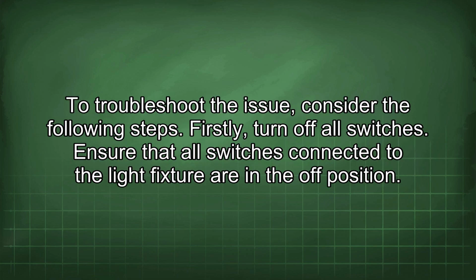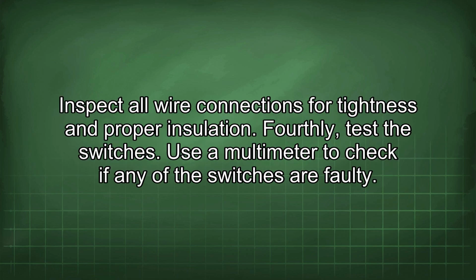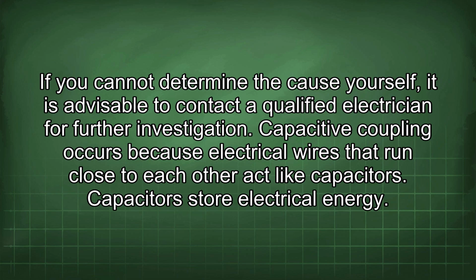To troubleshoot the issue, consider the following steps. Firstly, turn off all switches. Ensure that all switches connected to the light fixture are in the off position. Secondly, disconnect the fixture. Remove the light fixture from the mounting box and check the voltage again. Thirdly, check wire connections. Inspect all wire connections for tightness and proper insulation. Fourthly, test the switches. Use a multimeter to check if any of the switches are faulty. If you cannot determine the cause yourself, it is advisable to contact a qualified electrician for further investigation.